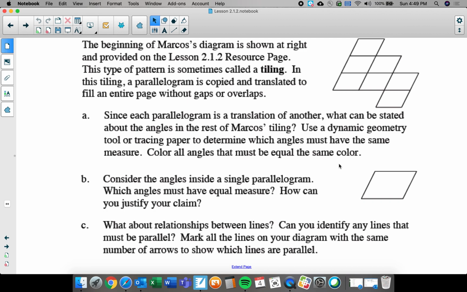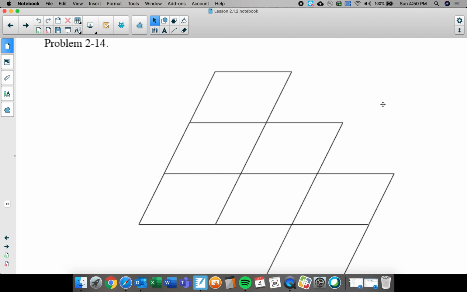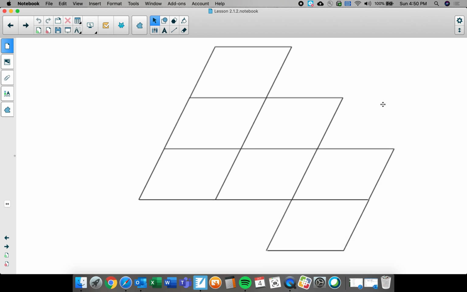We're going to go through and I'll just do it here together. And it says color all the angles that must be equal the same color. Okay. And then we're going to take a look at the rest of the idea here. So let's take a look. So here is the actual page that we have.